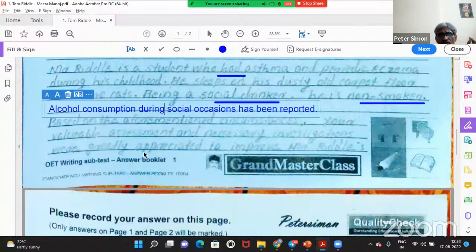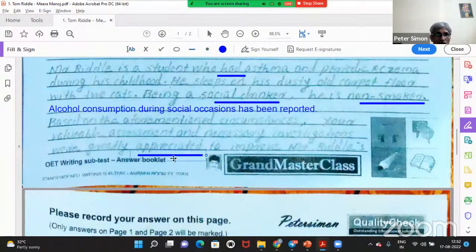Based on the aforementioned circumstances, your valuable assessment and necessary investigations were generally appreciated. Why should you appreciate? There is no need to appreciate. He's doing his duty and you are doing your duty. Okay, work greatly, not are greatly or work greatly. Were greatly appreciated. He did not do anything only.